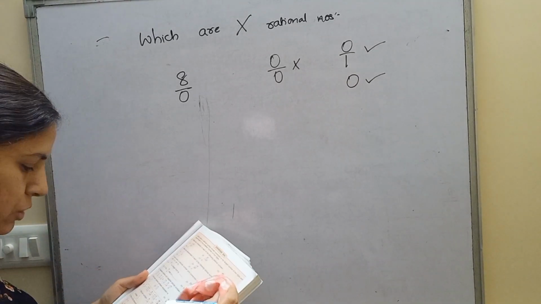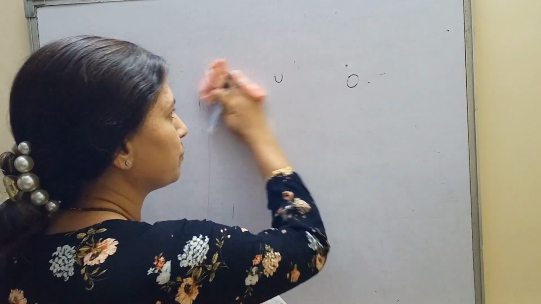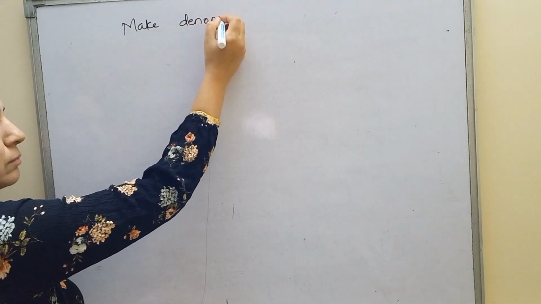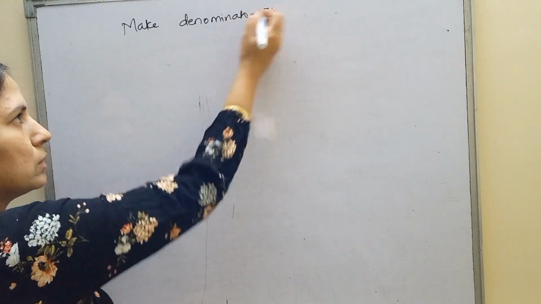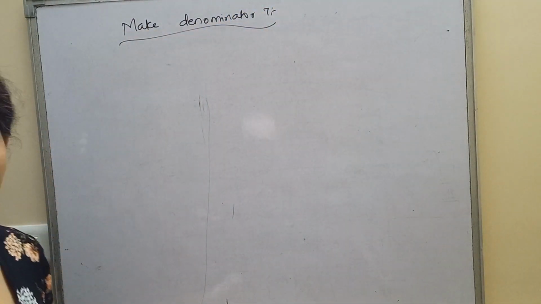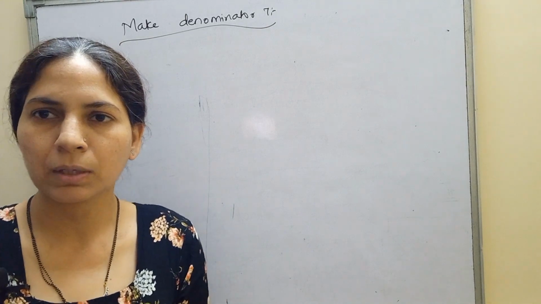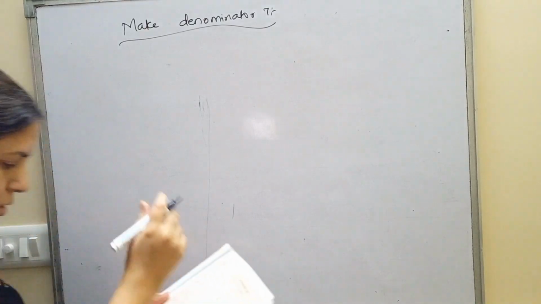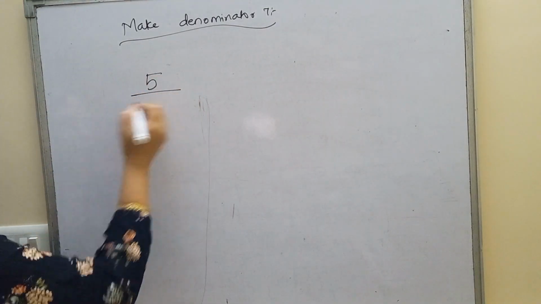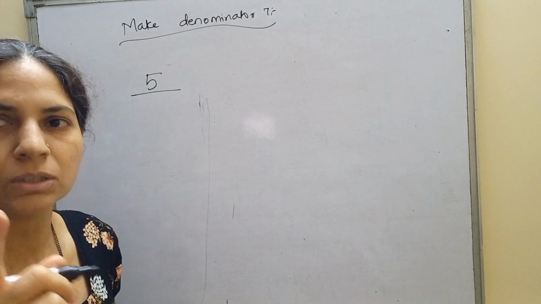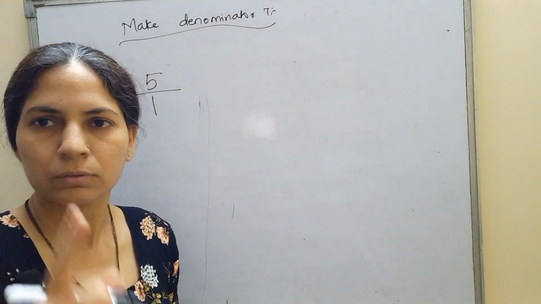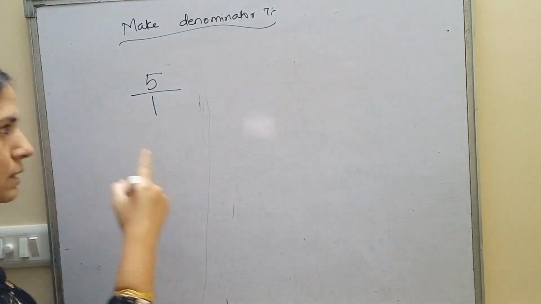Remember. Let's go ahead with the question number 9. Express the integers as rational number with denominator 7. Now you have to make denominator 7. See, a fraction is like a family. Whatever you are giving to one brother, you have to give to the other brother also. Otherwise, there will be a fight. Now, see, if it is 5, do you see anything in the denominator? Nothing, na? That means we have 1 here. If there is nothing in the denominator, it means there is 1. Always keep an eye on this.